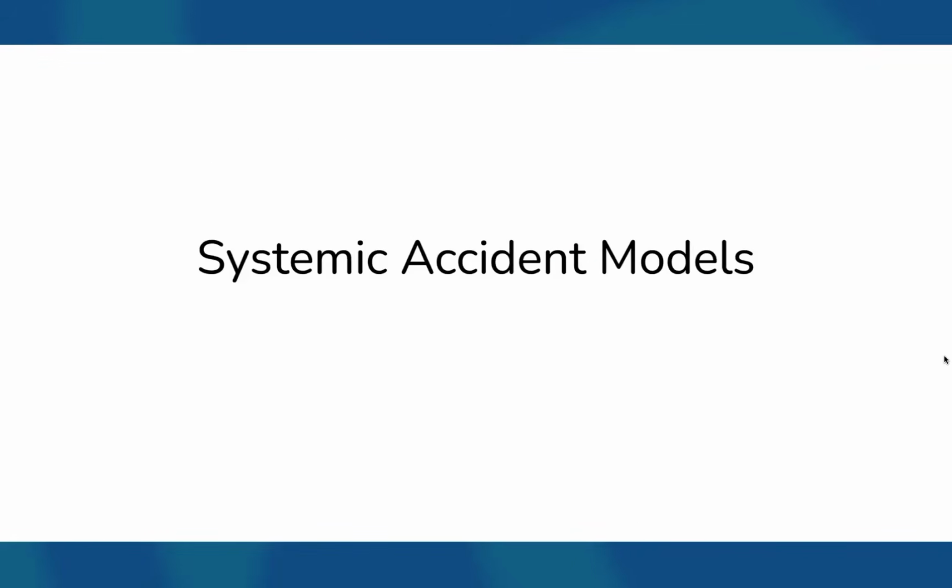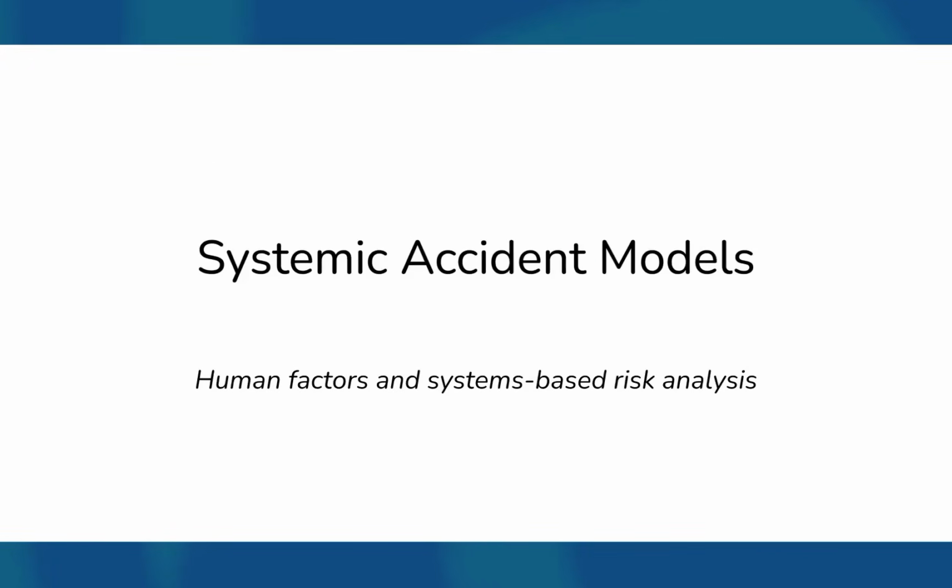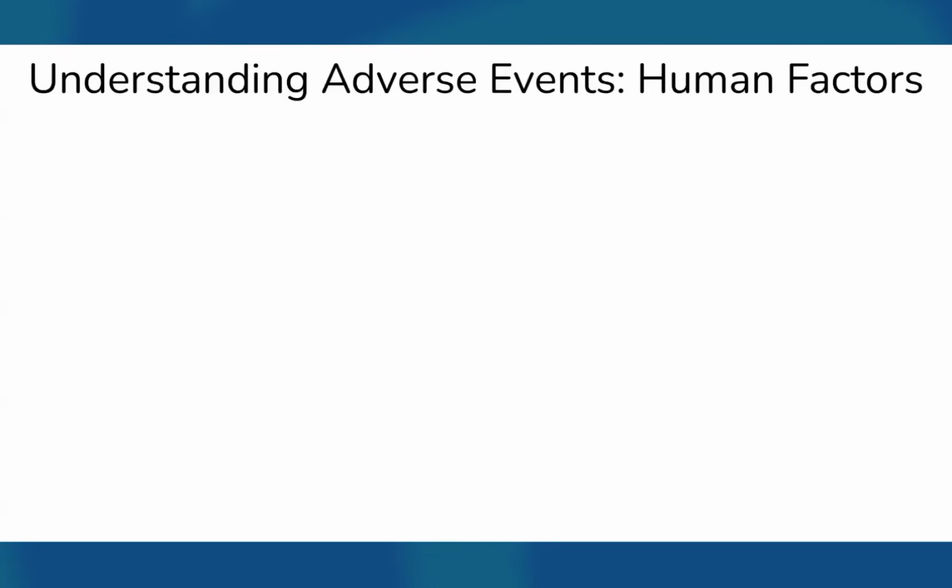So that brings us to these systemic accident models. This focuses on human factors and systems-based risk analysis. To give a sense of this area, I'm going to actually just read an abstract from one of the seminal papers of this space from, I believe it was James Reason some decades ago in the paper, Understanding Adverse Events, Human Factors. So I'm just quoting the abstract. This will go on for multiple slides because it's a long abstract, but this will sort of give the sense of what this area is about.